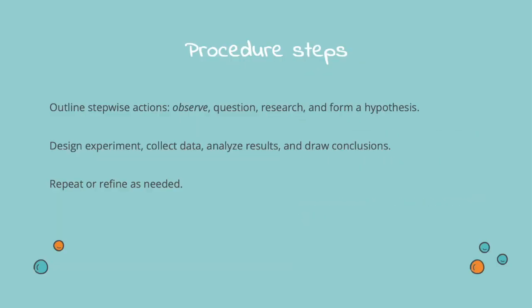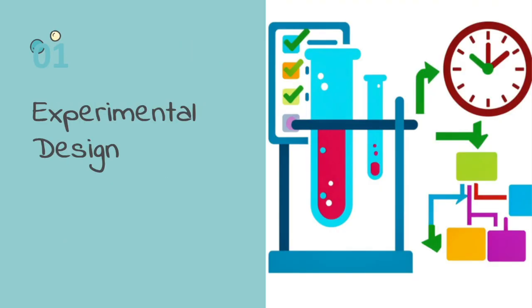Procedure steps. You first outline stepwise actions: observe, question, research, and then form a hypothesis. Then you design an experiment, collect data, analyze results, and draw conclusions. You repeat it and refine it as needed.